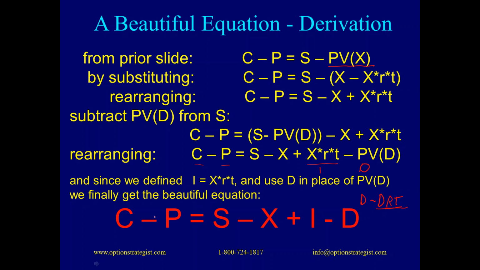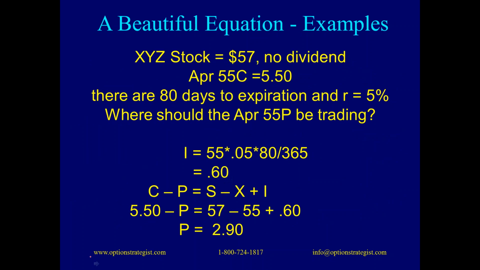Okay? But anyway, that's how we get to the beautiful equation. That's the derivation of it. All right, so now we know what it is, we believe it because we saw how we derived it, and let's take a look at what it's going to tell us. So we'll look at my favorite stock, XYZ, trading at 57 with no dividend. And let's say the April 55 call is trading at 5.50. We'll assume there's 80 days to expiration, and the risk-free rate is 5%.